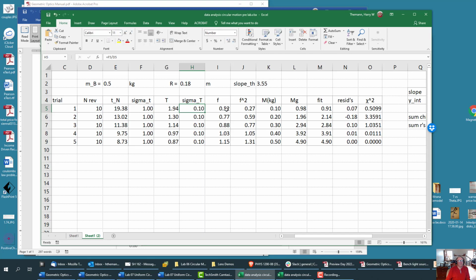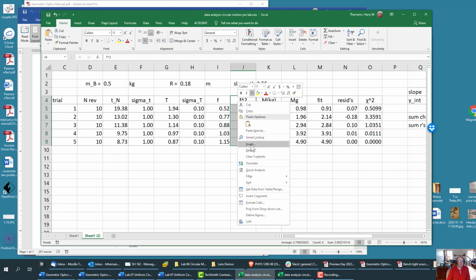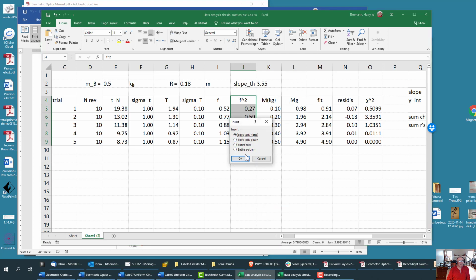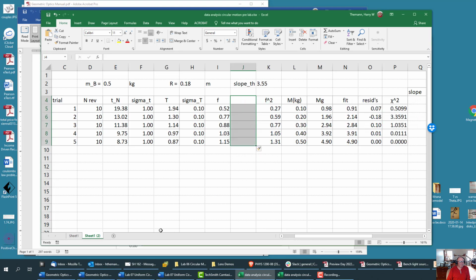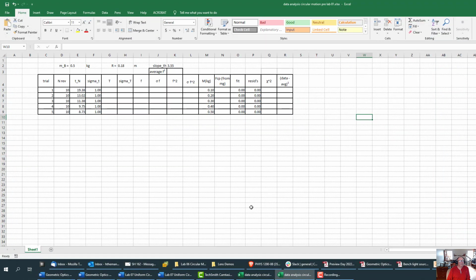Okay, then the frequency is 1 over the period. And then, of course, frequency squared, we just square it. That's easy. But now we need to incorporate a plus minus f. And so I'm going to select those. I'm going to insert. I think that the one I set you guys up, let's see. Yeah, I did that for you.